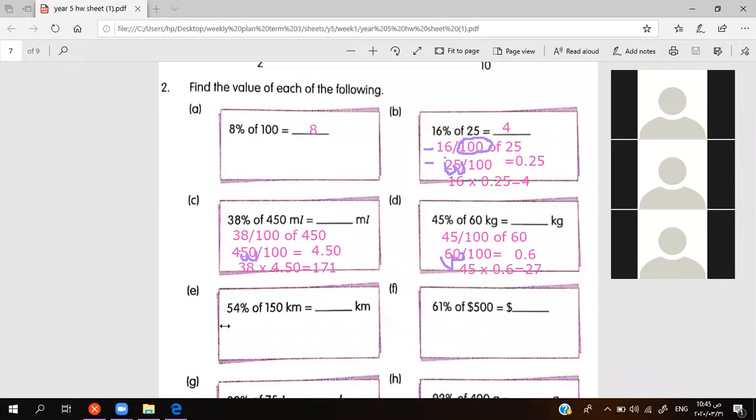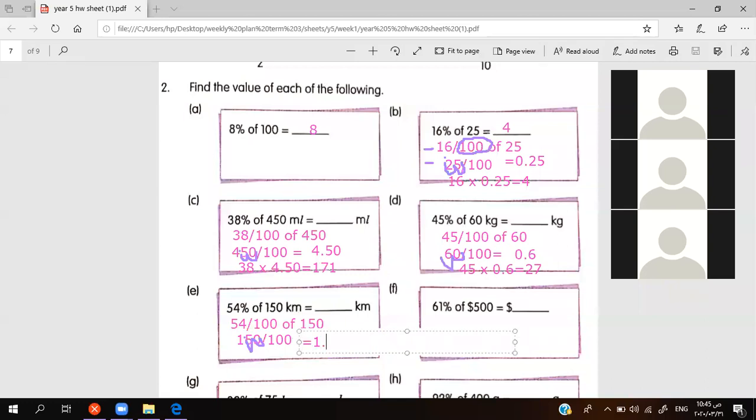Let's try number E. 54% means 54 over 100 of 150. Now I want to get a fraction of a number. To do this, I do the number divided by the denominator, so 150 over 100, or 150 divided by 100. I move my decimal 2 places because this is dividing by 100. So it's going to be 1.5.